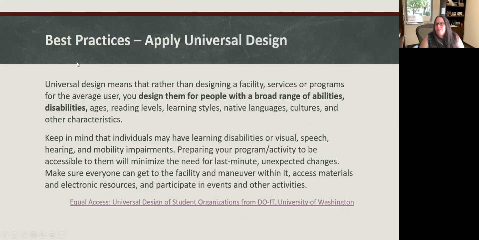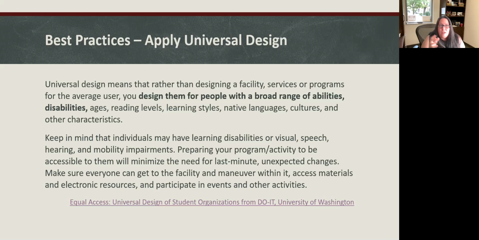So what are the best practices? If you've been here during this series, you've probably heard this concept quite a few times: universal design. Universal design is an architectural term. It's the concept of building the physical space universally, so that you're designing the facility for people with a variety of abilities, disabilities, ages, reading levels, and such. And you can do the same thing with your student organization meetings, events, and programs as well.